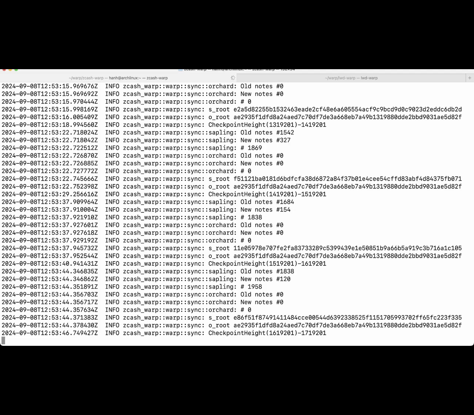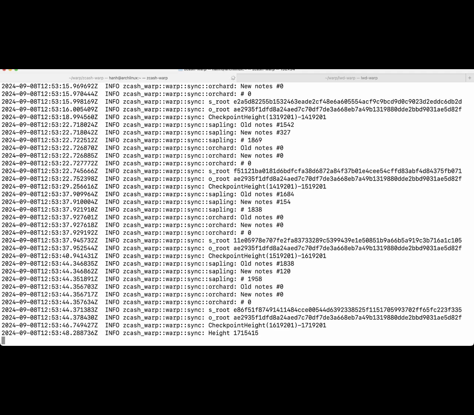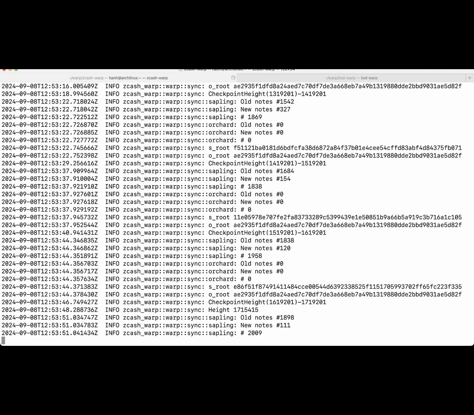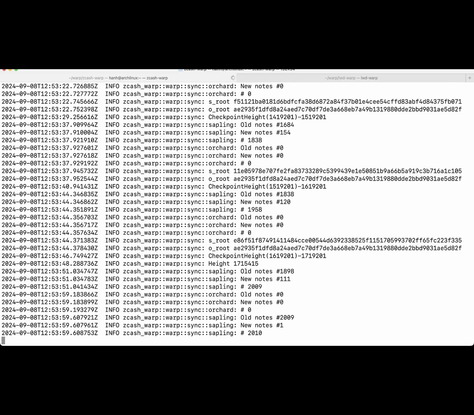At the 2nd minute mark, we enter the spam range. This part of the blockchain is interesting because this is a section of the blockchain that was subject to a spam attack. And that spam attack significantly increased the data load.